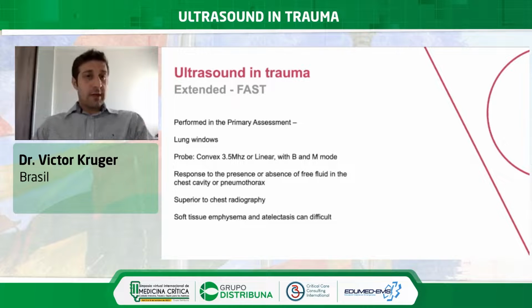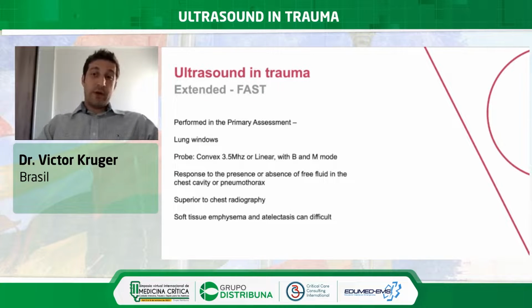When you talk about the extended FAST, nowadays it's performed in the primary survey. It's looking for shock in these patients. Windows: the probe is the convex or linear, with B and M mode. The target is the presence or absence of free fluid in the chest cavity or pneumothorax, hemothorax. It is superior to chest radiography, but soft tissue emphysema and atelectasis can make this kind of exam difficult.